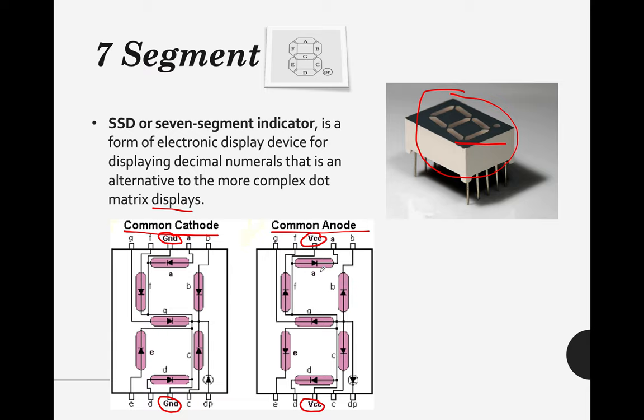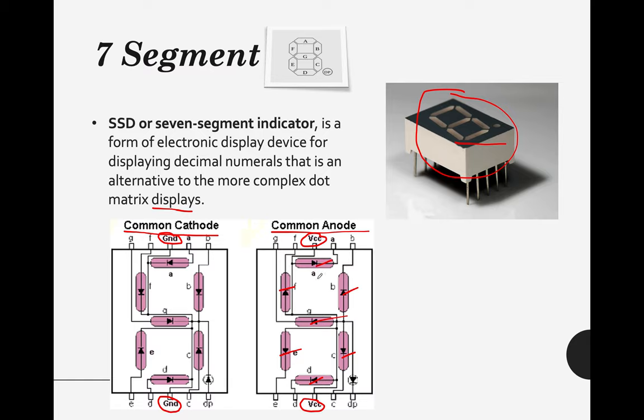Okay, please take note as well, guys, that here in the display, this one is A, this one is B, this one is C, this one is D, E, F, and G. Those are the indicators of the letters.